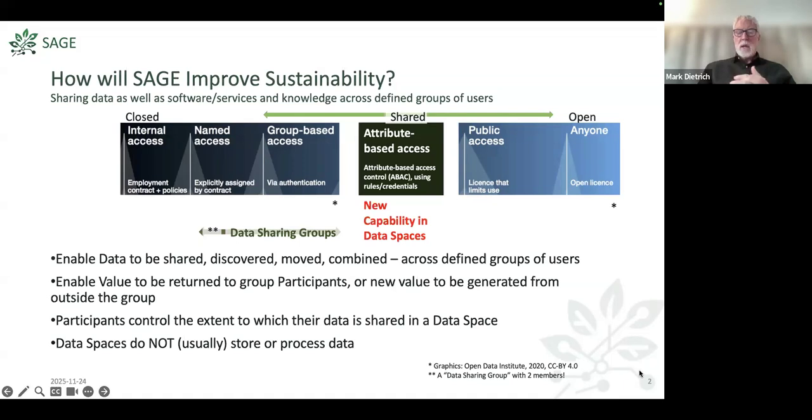Our objective is to enable data to be shared and discovered and moved and combined across defined groups of users. And you'll see in this spectrum this thing called group-based access, which many of you will know, for example, in academia as the virtual organization, VO-based access. It's really the same concept broadened to allow for more data sovereignty, enterprise sovereignty, personal sovereignty with the data that they are responsible for.